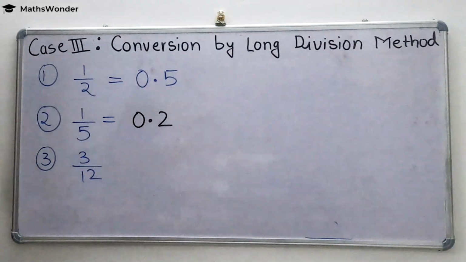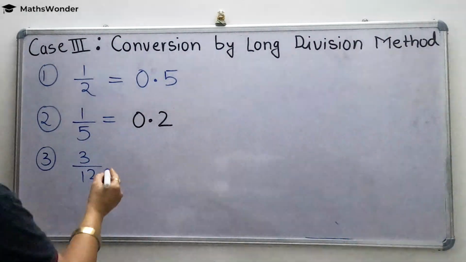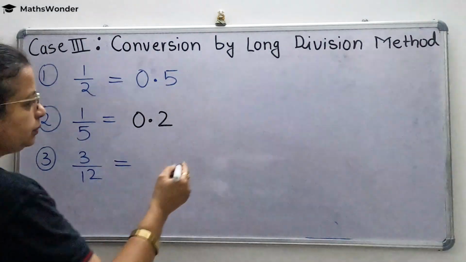The third example is 3 over 12. How will you do?